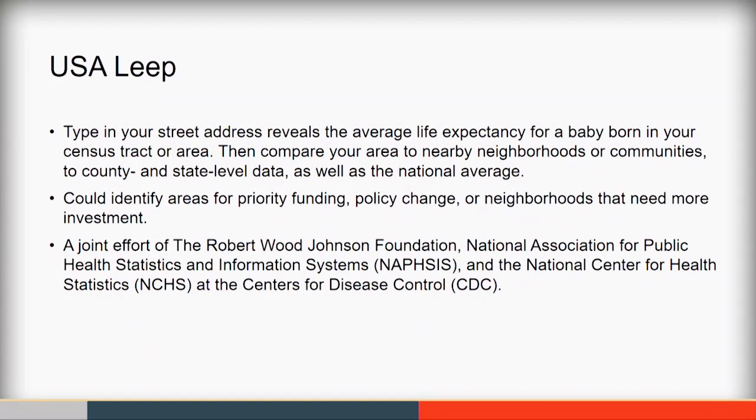So you can go to this website, you can type in your street address, and it gives you the average life expectancy for people in your neighborhood. For a baby born in your neighborhood, how long will their life be? So this could help you identify areas for priority funding, in neighborhoods that need more investment. This is from the Robert Wood Johnson and a number of other associations, including the CDC.